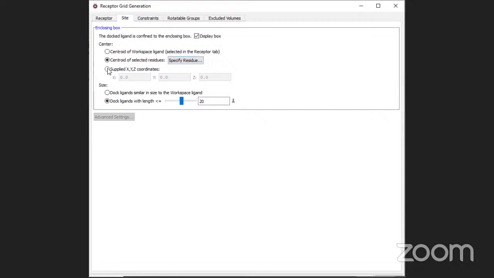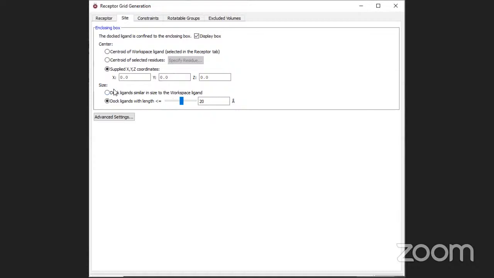Otherwise, we can use supplied XYZ coordinates. We can keep XYZ coordinates. You can get this data from the literature or any databases where they mention the active pocket XYZ coordinates. You can simply enter the XYZ coordinates, then you will get the box or the grid. That is the active pocket. And here you can see the size of the grid also you can set.